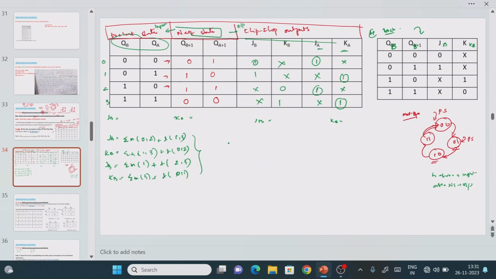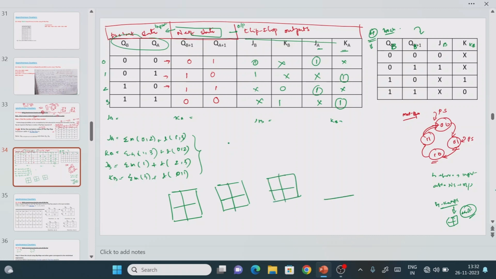Simple thing. If you have 4 outputs, the number of K-maps required is 4. But which variable K-map we need to select depends on how many inputs we have. How many inputs? We have 2 inputs. So 2 inputs means a 2-variable K-map. So 4 outputs means we require 4 K-maps. Each K-map is a 2-variable K-map, because 2 inputs means we consider a 2-input-variable K-map. So here I am going to consider 4 K-maps: this is for the first, this is for the second, this is for the third, this is for the fourth K-map.